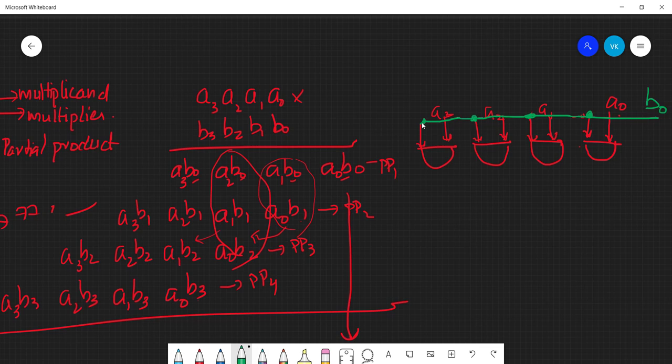Okay, so if you look at it, next line, next partial product, similar structure, but instead of B0, everyone is getting B1, right? And it is shifted by one position. So let's make 4 AND gates here, and we will take a connection and connect all of them to B1 here. So there are connections here.